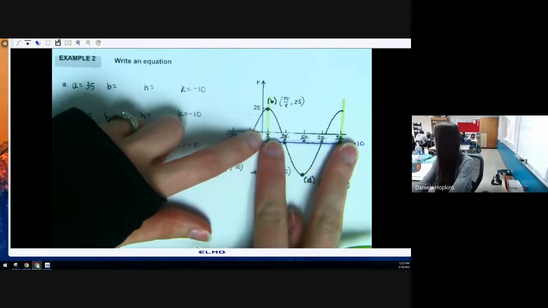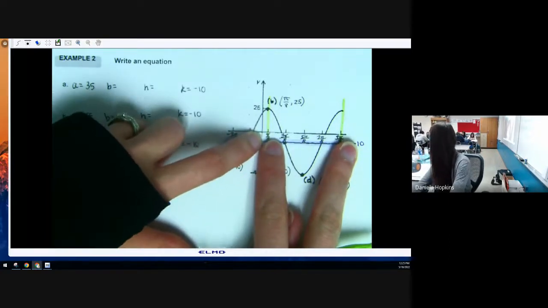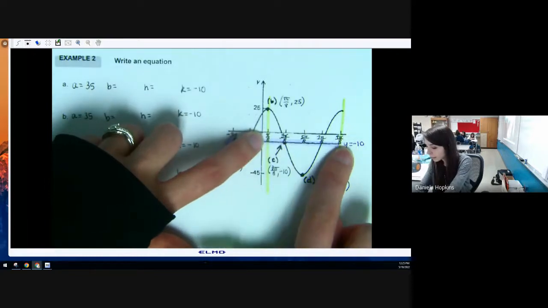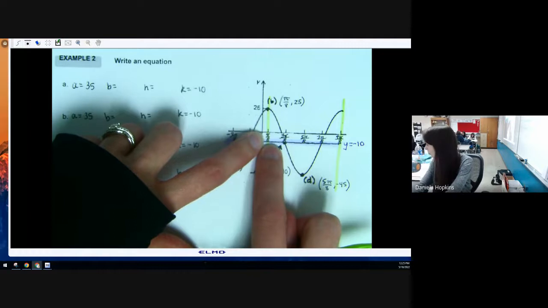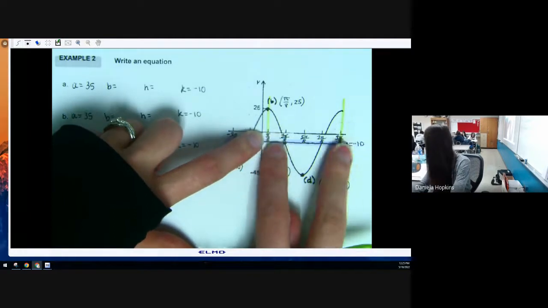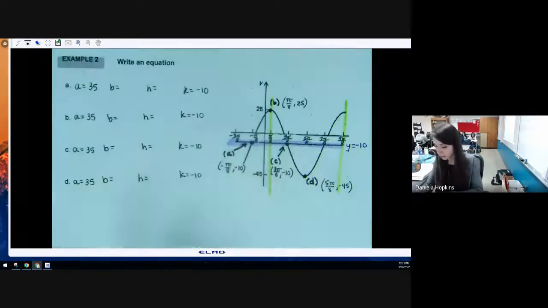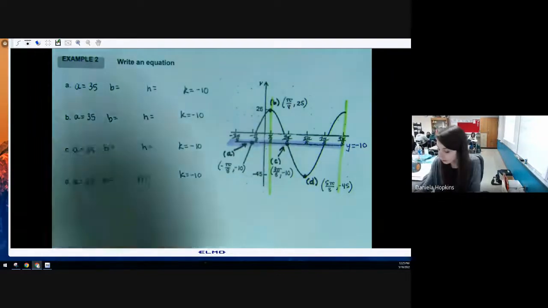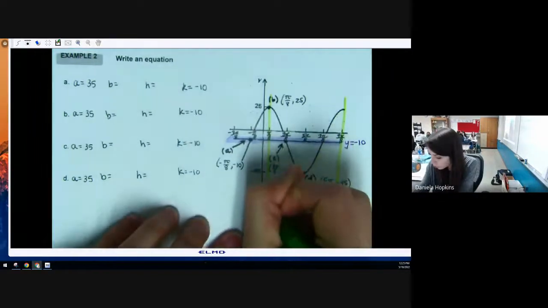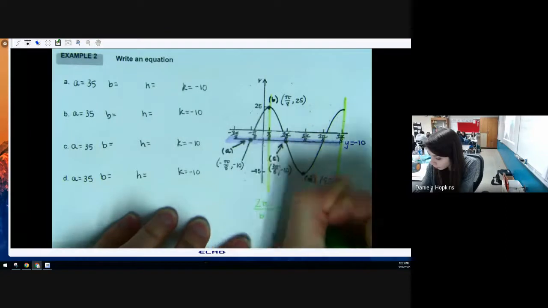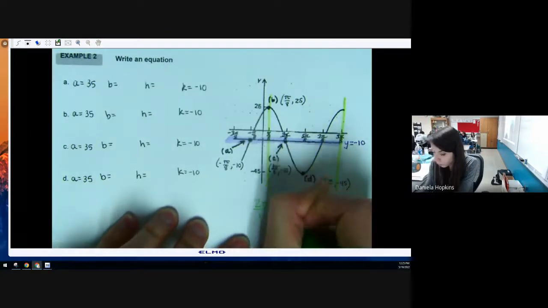Think about a number line, 9 minus 0 gives you a distance of 9. So if I did 9 pi over 8 minus pi over 8, I have 8 pi over 8 or just pi. So that means one period is pi. Again, that's not my B. I'm going to have to figure out it's 2 pi over B equals pi. And if you want to make it over 1.